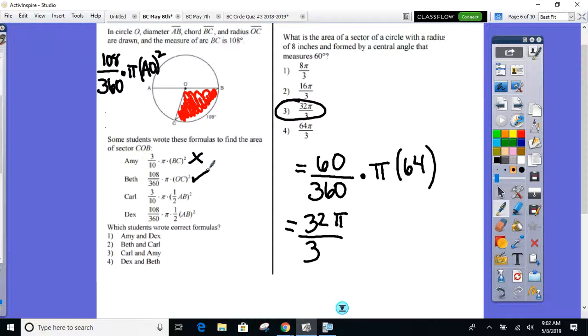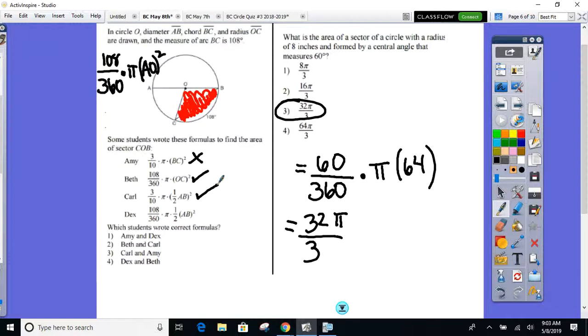Carl, maybe short for Carlton, Carlson, I don't know. 3 over 10 times pi. Now he took 1/2 of AB. What's AB? If you take half of that, you get the radius. Okay, here's my concern. Maybe somebody can help me. 3 over 10? Isn't that the same as 108 over 360, just simplified? Check your calculator if you don't believe me. All right, 108 over 360 is just 3 over 10 simplified. Carl, great job.